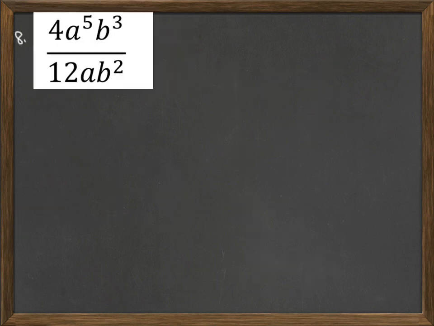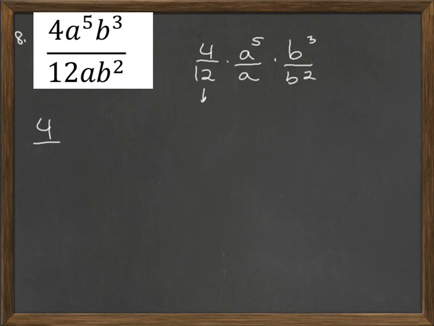All right, let's do one more problem. So we have 4 divided by 12 times a to the fifth over a times b to the third divided by b squared. So 4/12, remember, it's just a fraction that we can reduce, right? We've learned how to do that. You can always go back and review or rewatch that video if you need to. So 4 divided by 4 is 1. 12 divided by 4 is 3. Okay, so we're going to have 1/3 here.